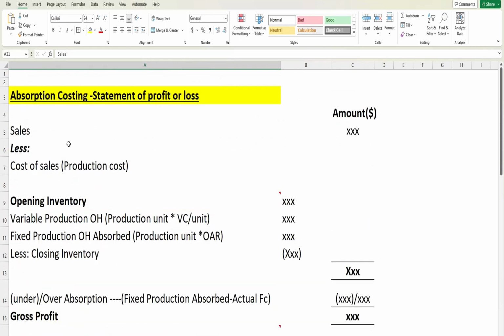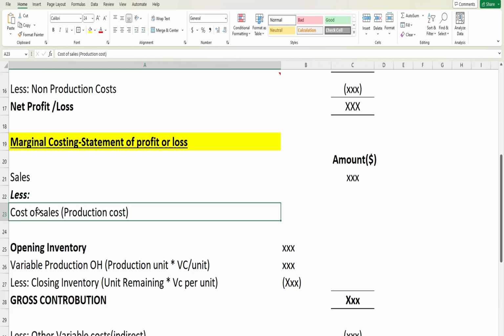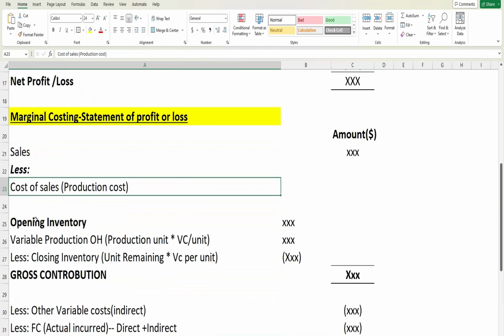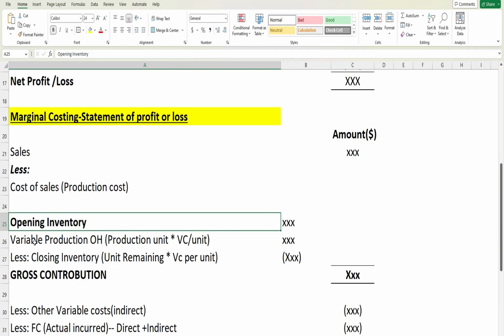So again, we will take the sales, similar to what we took in absorption costing. We will deduct the cost of sales, right? It is also similar, but the calculation is quite different. We will take the opening inventory, but we will only take variable production overhead. That's how we will calculate production units into the variable cost per unit.